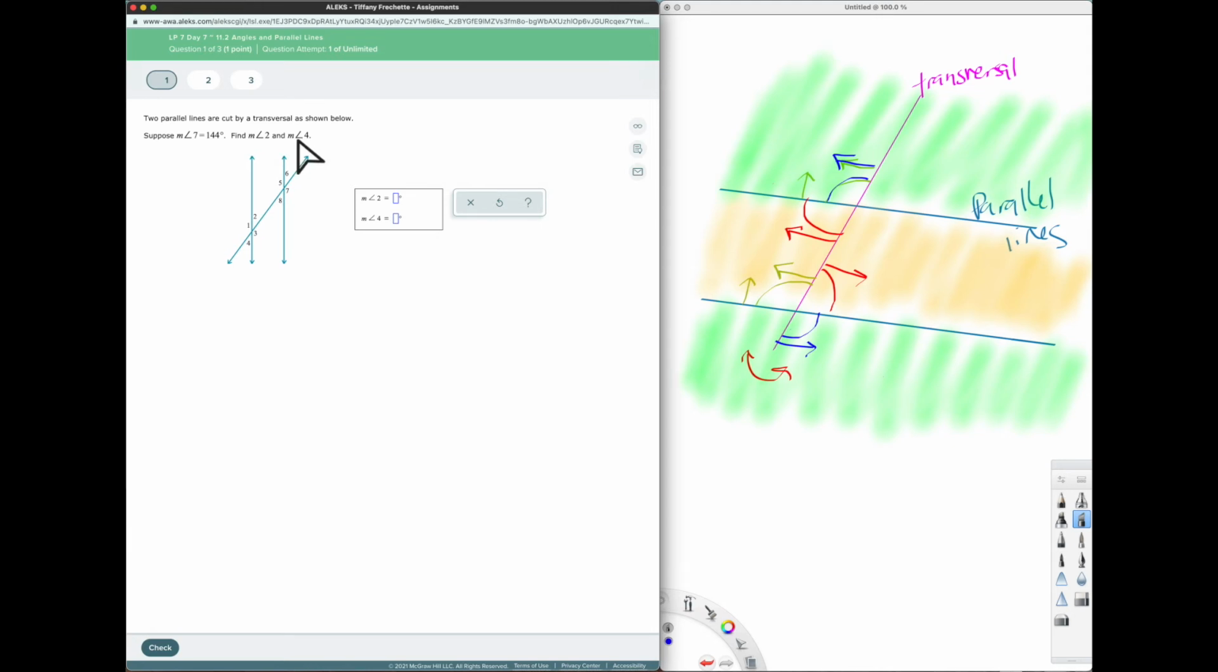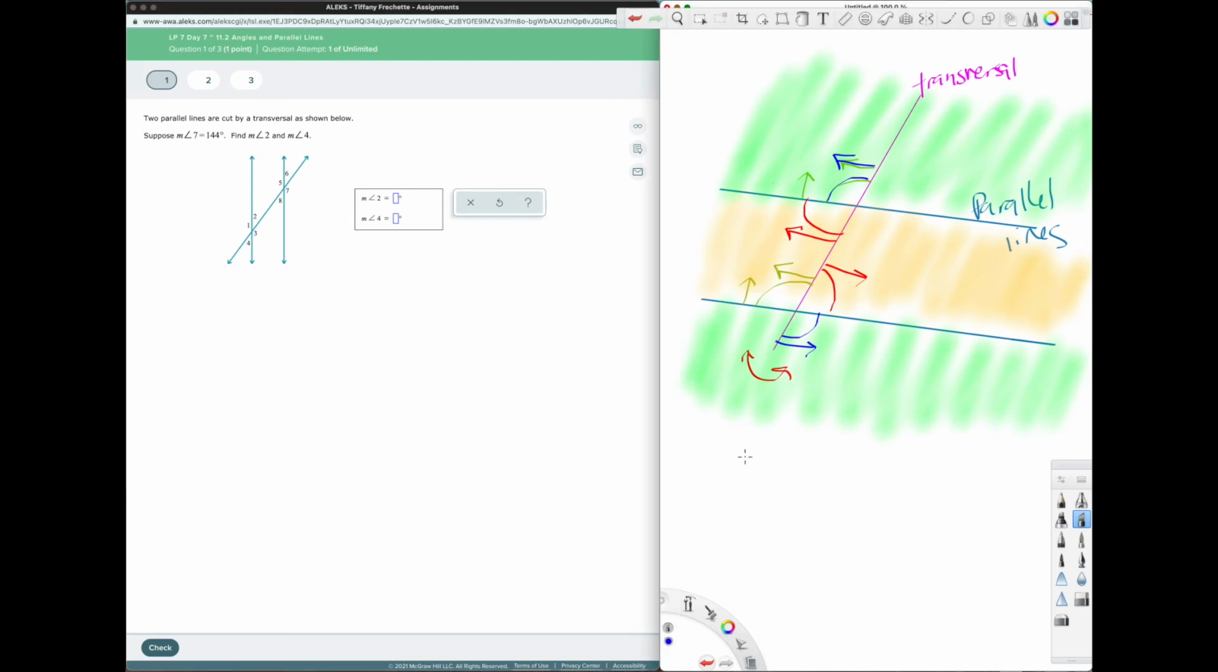So if we come over here, we're going to pretend like I just drew parallel lines, and I didn't, kind of messed that up a little bit. Here's angle 7, which we know is 144. And they want us to find angle 2, which is this one, and angle 4, which is this one. So I can notice a couple of things, and we didn't review one of them on the last screen.